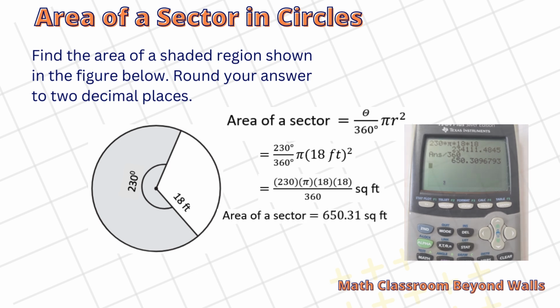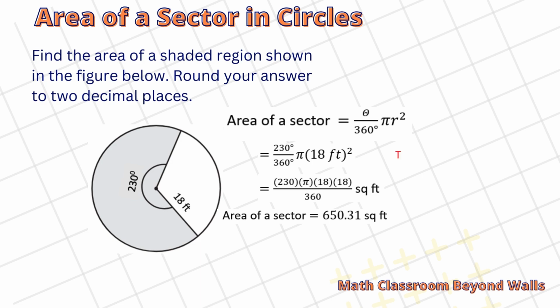We have an answer, learners. So the area of the shaded region is 650.31 square feet. Did you get it? That was quite easy, right?